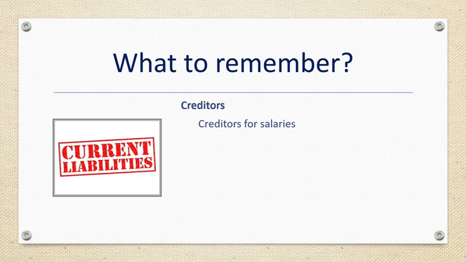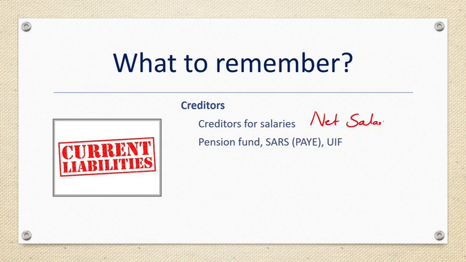Creditors for salaries, we know we have the normal trade creditors, and then you have the accrued expenses and the income received in advance. But also to be added, creditors for salaries. If there is that one worker that I haven't paid yet, we still owe that money, creditors for salaries, which will be, obviously, the net salary that we owe that worker. Pension fund, SARS, pay as you earn, UIF, and just remember in the pension fund, it is the deduction from that employee as well as the contribution, because we owe both to the pension fund.